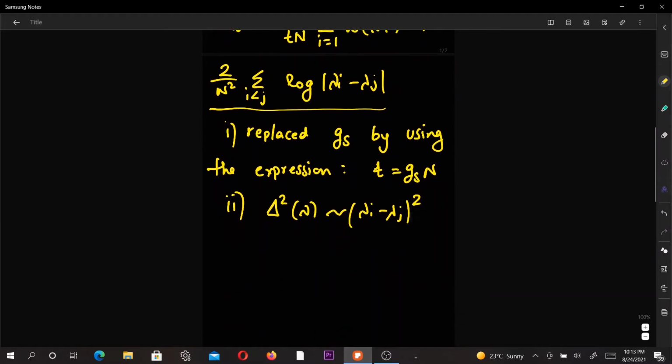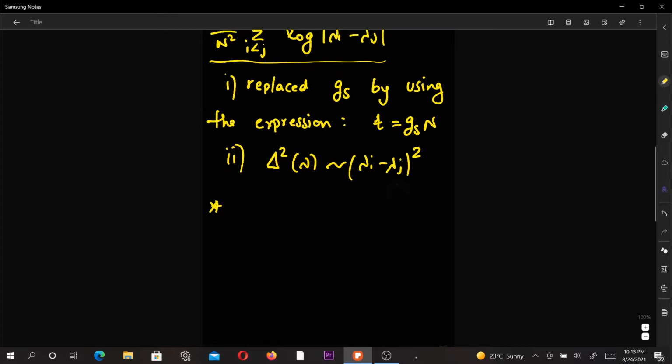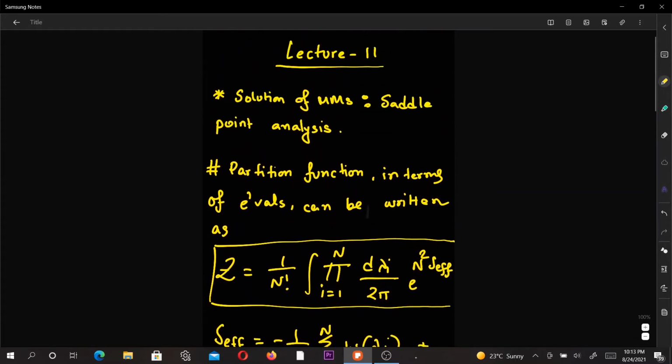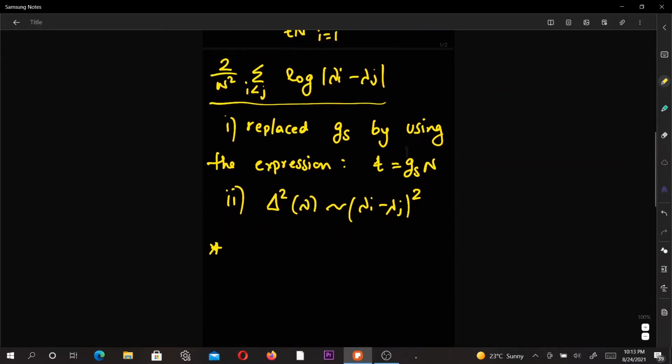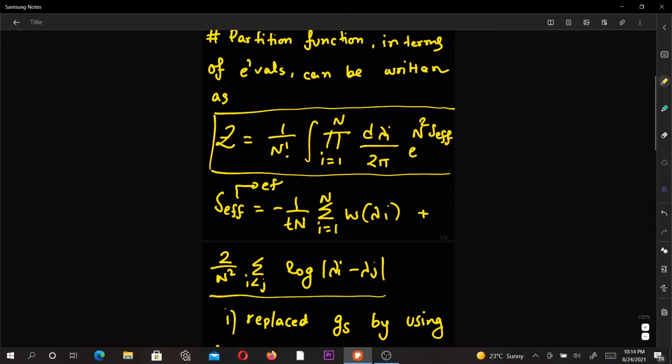And the reason for writing in terms of the effective action is this. As might be clear from the method we are going to use to solve it, that is the saddle point analysis, it uses the fact that we are considering a saddle point, that is, we are extremizing our function, and this is done with the help of the effective action. S effective is called the effective action.